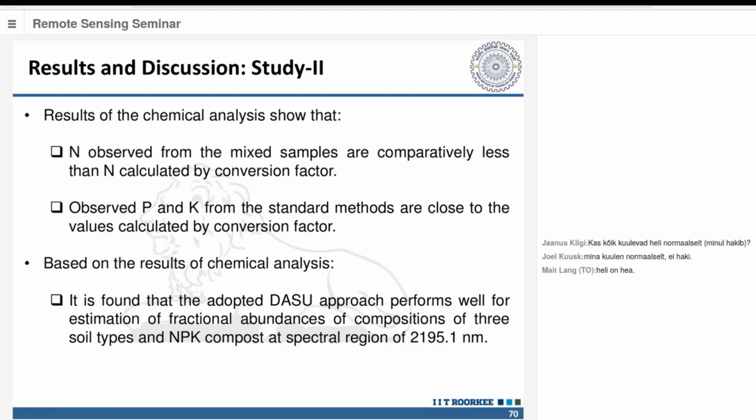Based on the results of chemical analysis, it is found that the adopted DASU approach performs well for estimation of fractional abundances of compositions of three soil types and NPK compost at spectral regions of 2195.1 nanometer wavelength region.